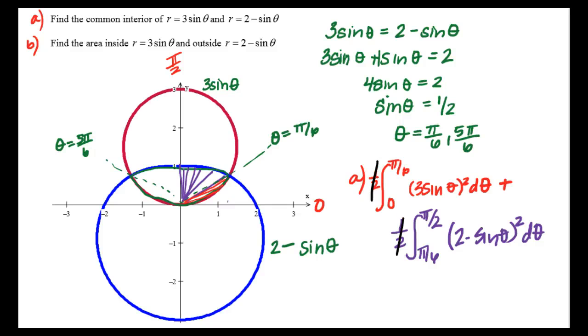So I'm just adding the two integrals, 0 to pi over 6 of 3 sine theta quantity squared, and then pi over 6 to pi over 2 of 2 minus sine theta quantity squared. So this is the setup for part A.